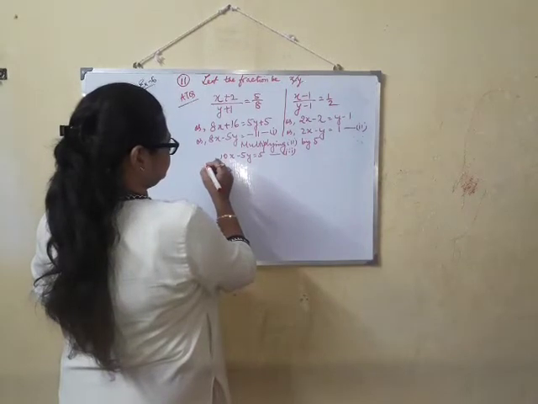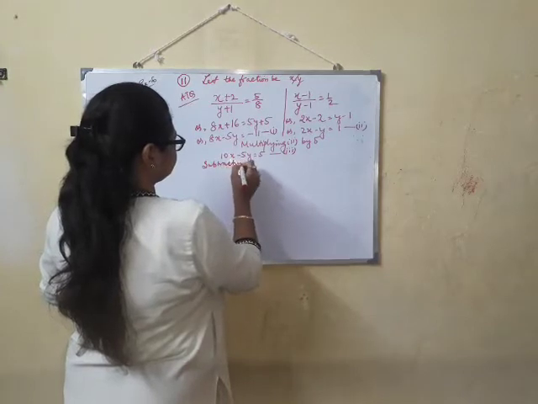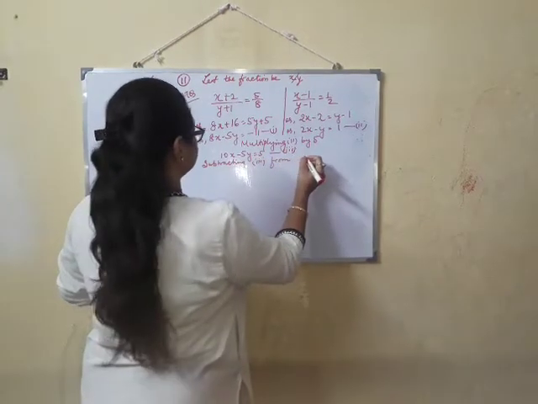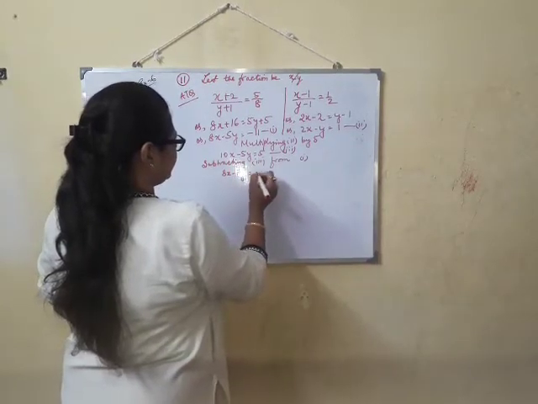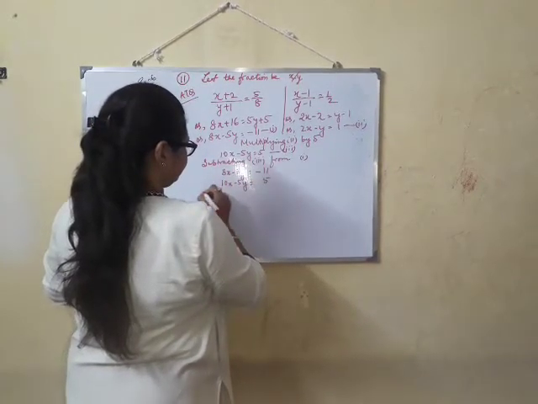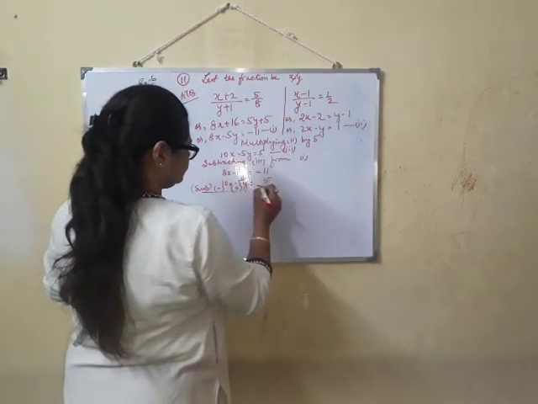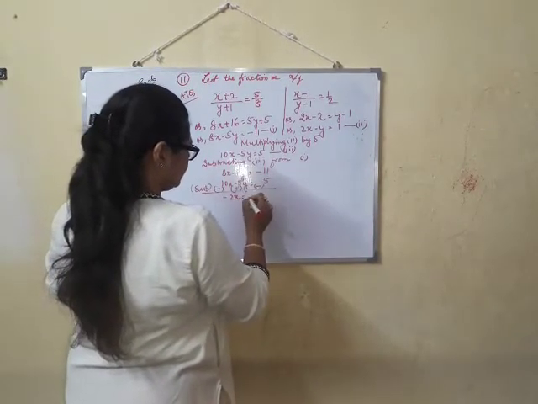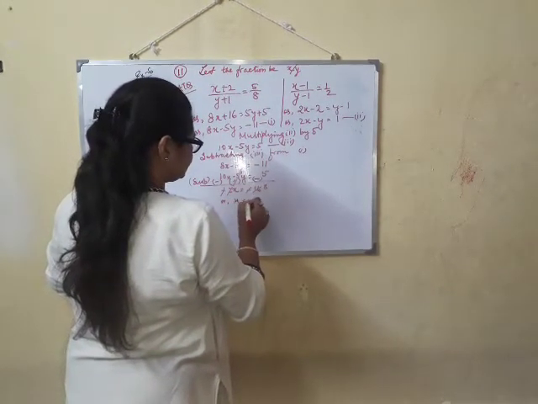Now, subtracting 3 from 1. So I get 8x minus 5y equal to minus 11, and 10x minus 5y equal to 5. So when I subtract, my sign changes. Alright, it cancels out. I get minus 2x equal to minus 16. So I get x equal to 8.